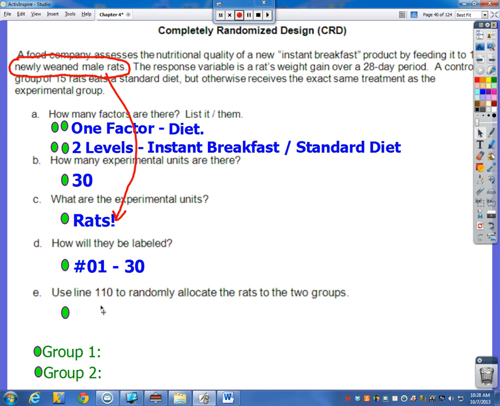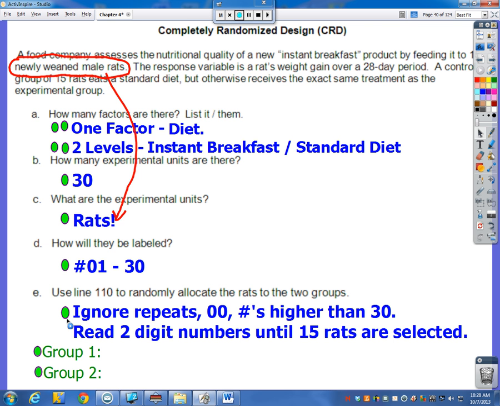Now, to use line 110 to randomly allocate the rats into two groups. Here's our scheme, if you will. We're going to ignore repeat rats. It makes no sense to potentially use one rat in the treatment group and one rat in the control group. So we're going to ignore repeats. We're going to ignore the number 00, since we started at 01, and numbers higher than 30. We're going to read two-digit numbers at a time until 15 rats have been selected.